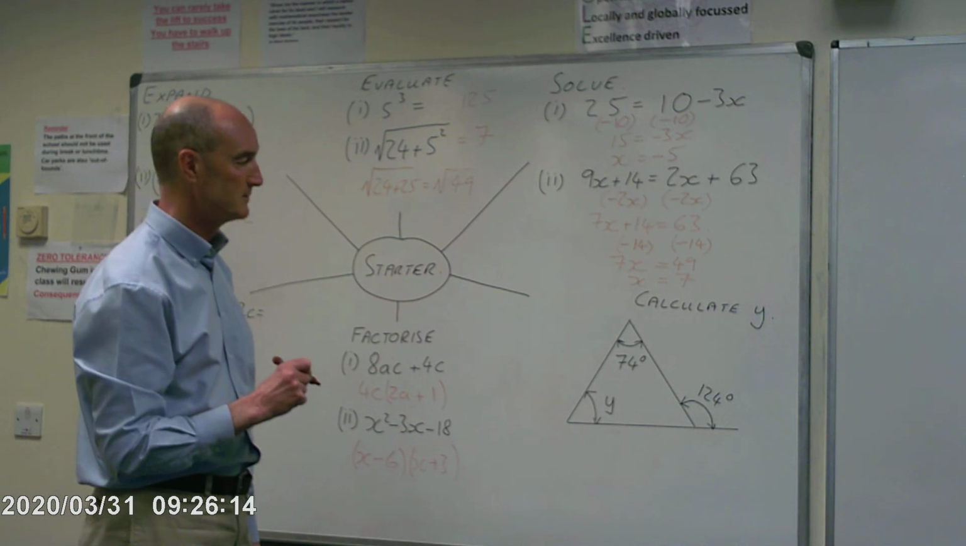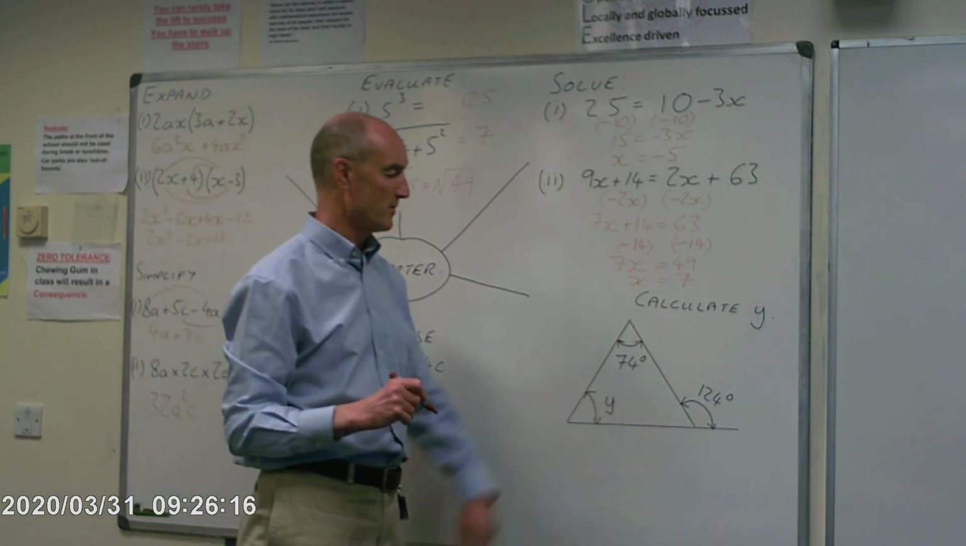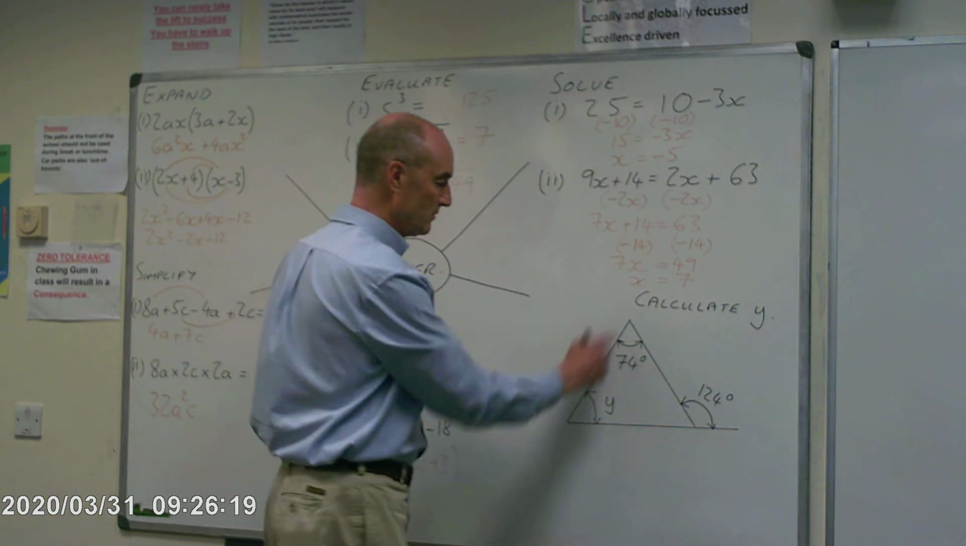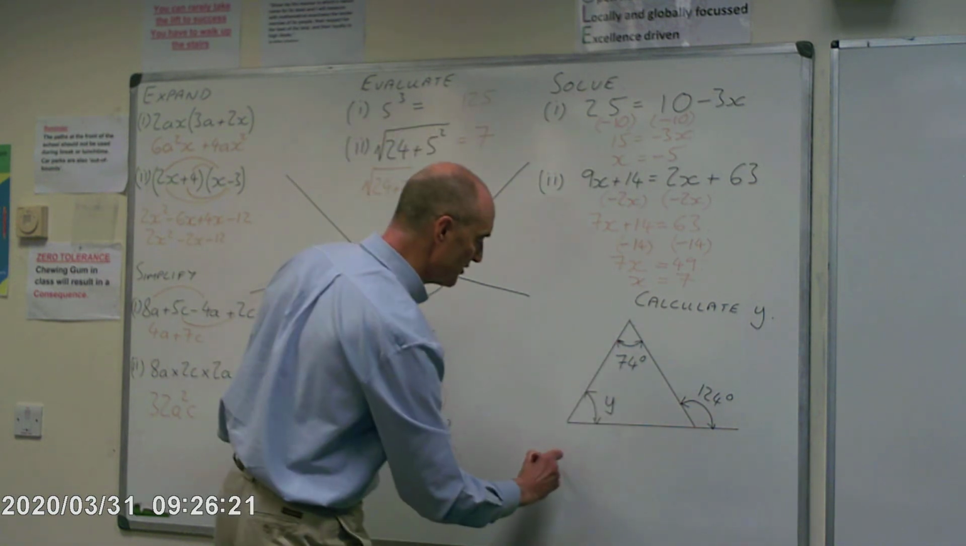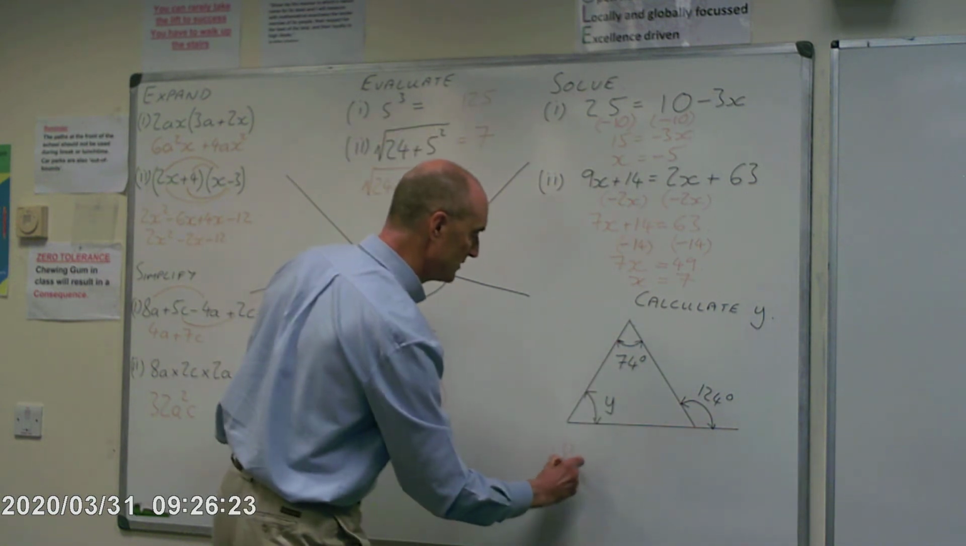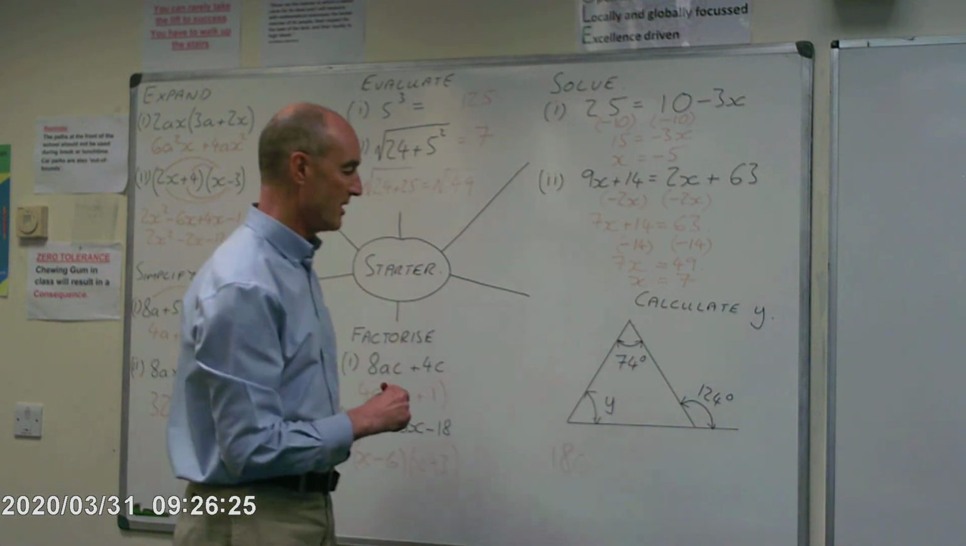Okay. Last example. Last problem today. Got a triangle, got 180 degrees inside a triangle. We know we've used 74 degrees up.